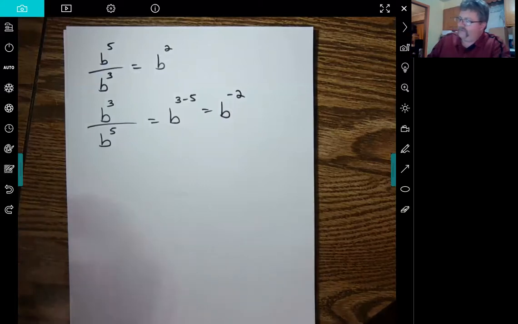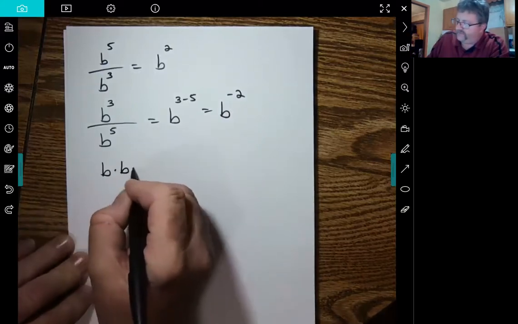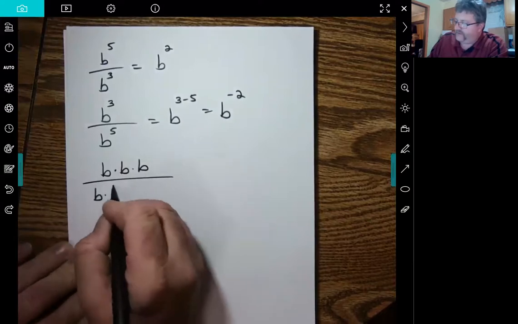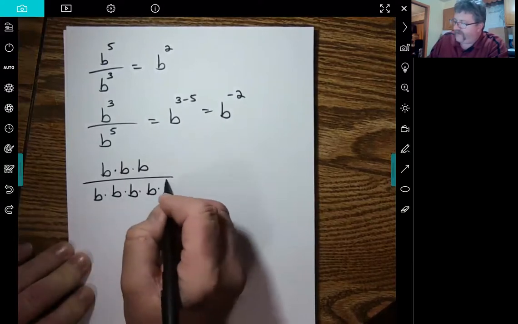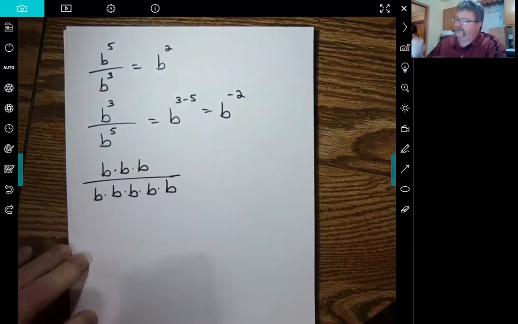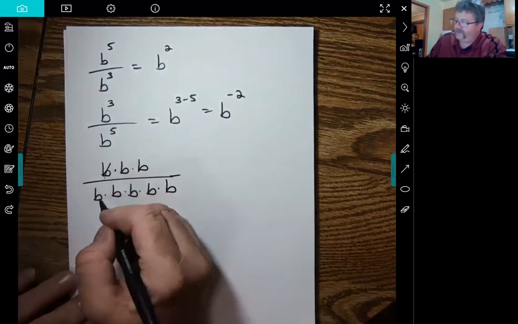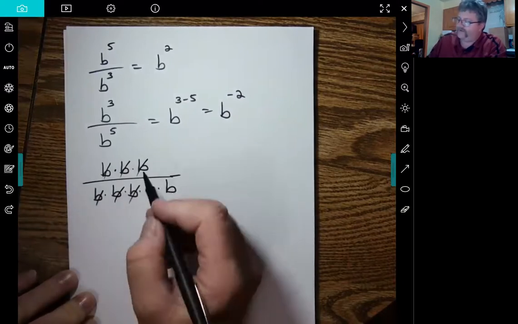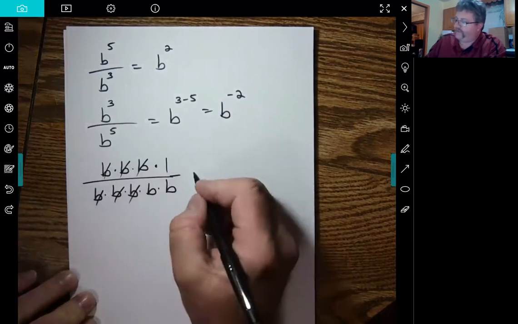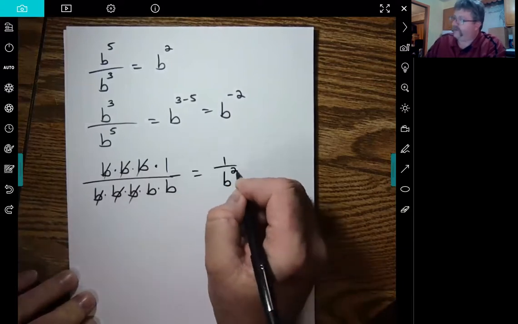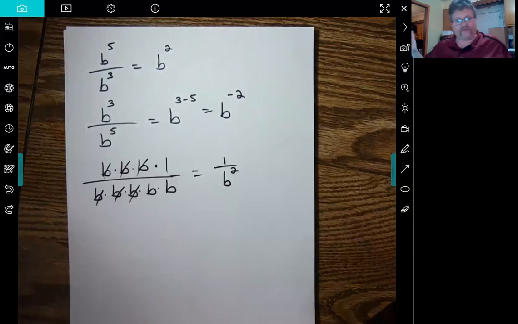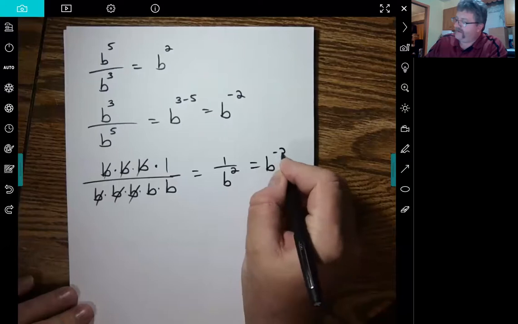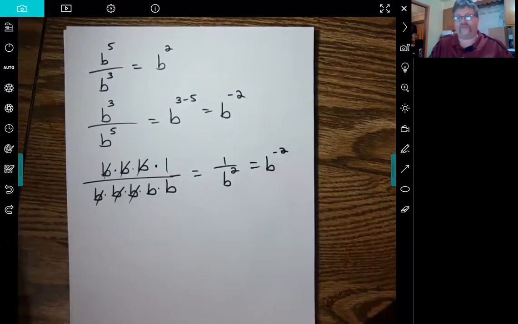Well, what are we saying here? B cubed means I've got b times b times b, and b to the 5th means I've got 5 of those b's down there, right? And if I start canceling common factors, all of a sudden I run out of stuff on top, which means there's always a times 1 there. So it's 1 over b squared. Okay. Well, what is 1 over b squared? It's the same thing as b to the negative 2 power. Okay, those two things are the same. They don't look the same, but they are.